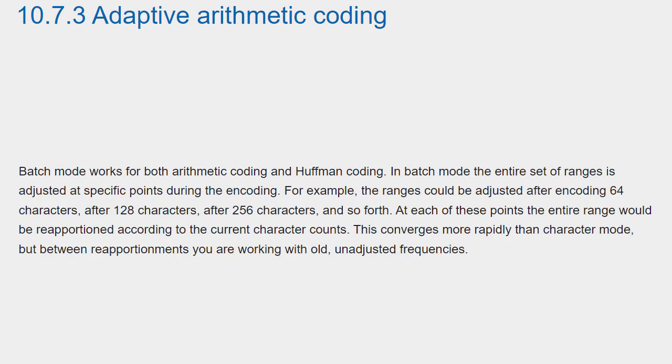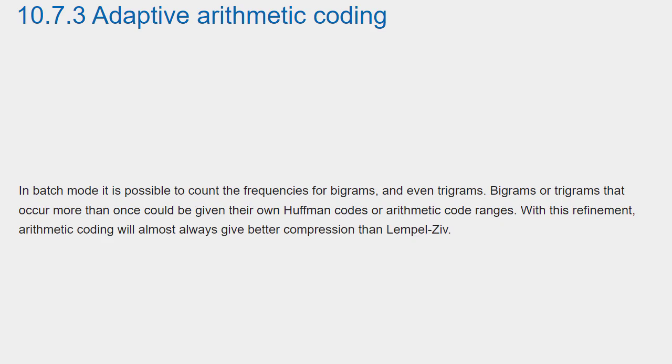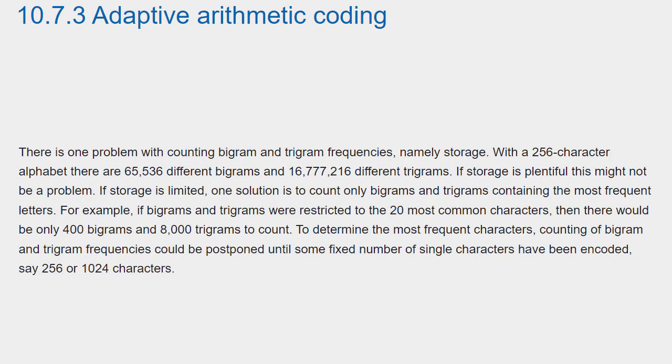At each of these points, the entire range would be reapportioned according to the current character counts. This converges more rapidly than character mode, but between reapportionments you are working with old, unadjusted frequencies. In batch mode, it is possible to count the frequencies for bigrams and even trigrams. Bigrams or trigrams that occur more than once could be given their own Huffman codes or arithmetic code ranges. With this refinement, arithmetic coding will almost always give better compression than Lempel-Ziv.